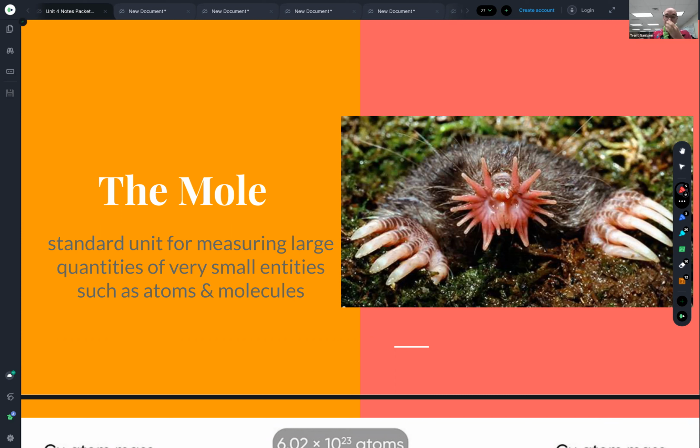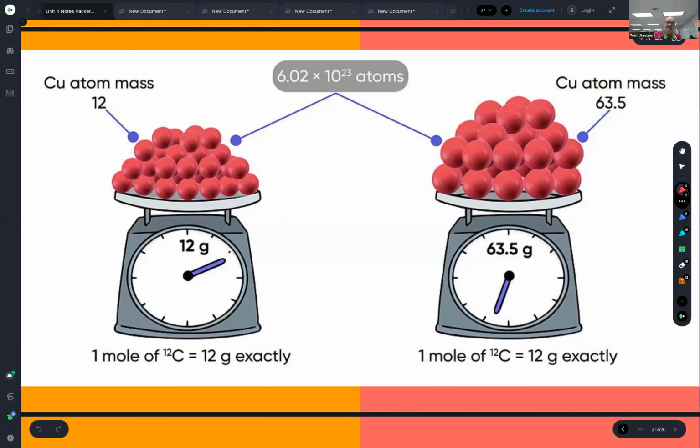So what it is, though, is used for atoms and molecules. Because they're so small, we can't just individually count those things. So we had to come up with some number to help us through that process. And the number that they've come up with is 6.02 times 10 to the 23rd. That is another name for what is called Avogadro's number.